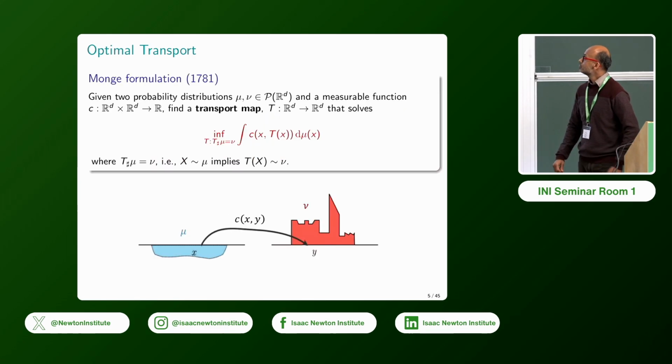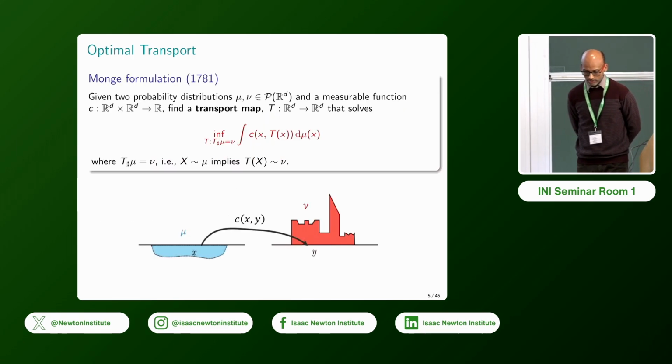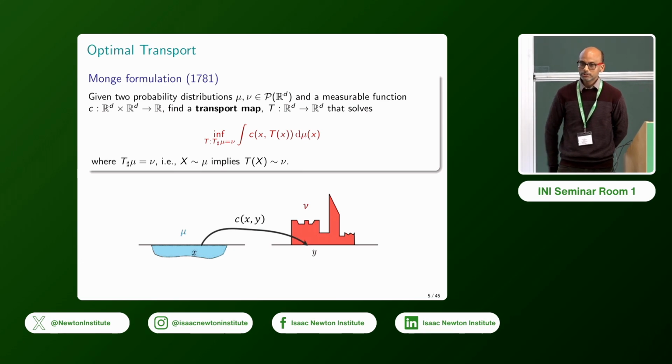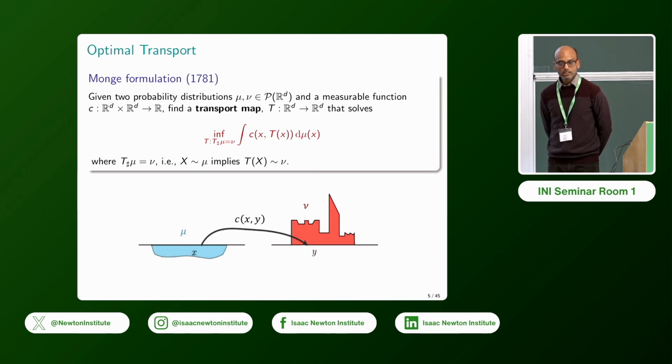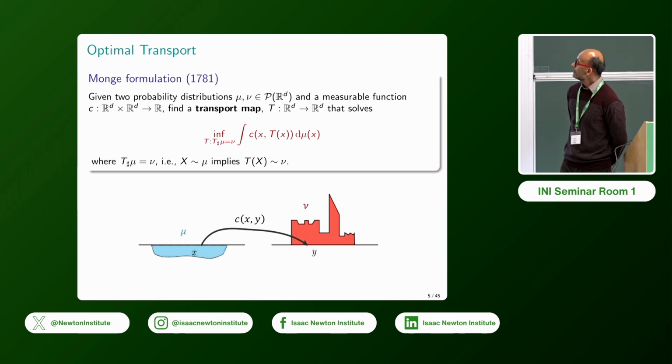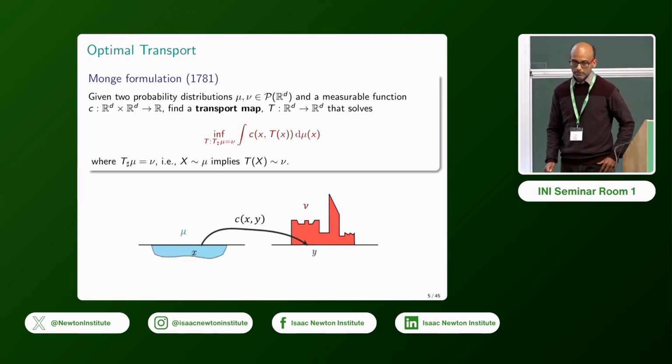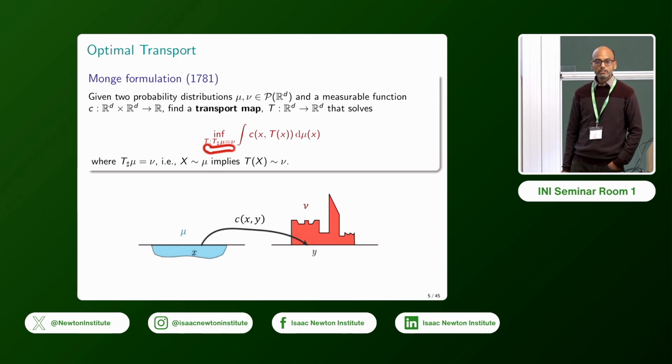Okay, so to start with the problem of optimal transport, Monge asked this question: suppose we are given two probability distributions, mu and nu, and a certain cost function c. We want to find a transport map that solves this problem. The transport map satisfies the condition that it is a push forward of the measure mu, giving the measure nu.